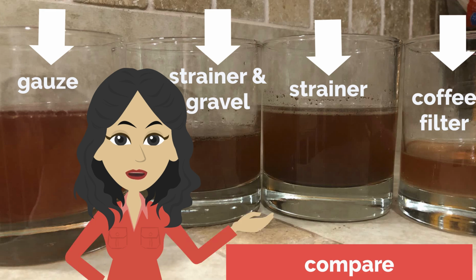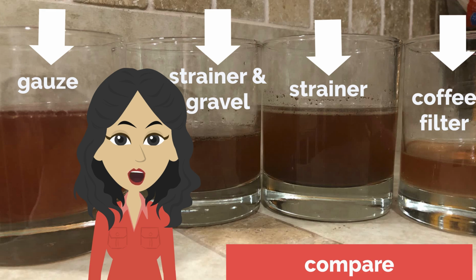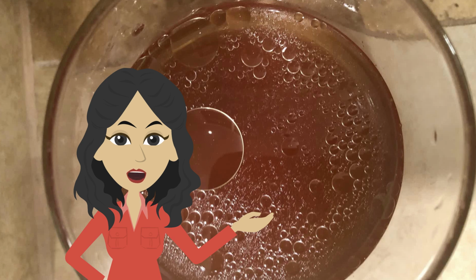Which one of your filters did the best job filtering? Just observing the color of each sample, we can get an idea of how much fertilizer, dirt, and cleaning products got through the filter. To get a better idea of how much oil got through the filter, take a look at the top of each one of your samples. Which one of your samples has the most oil?